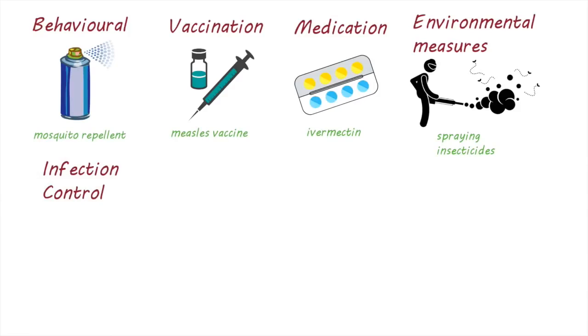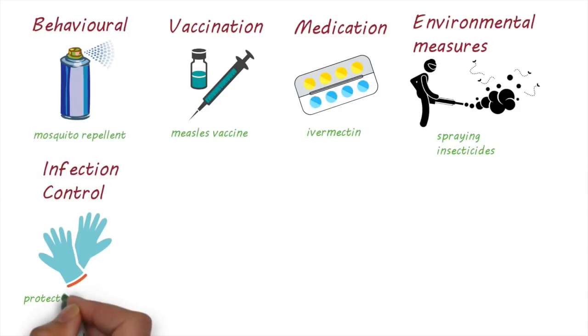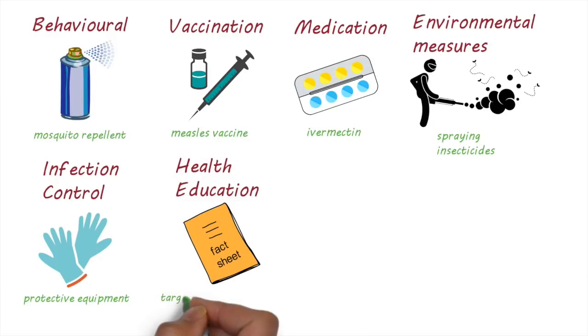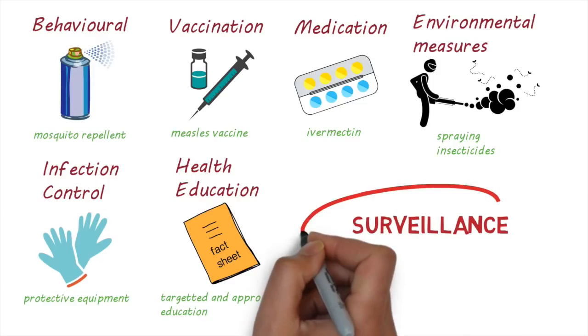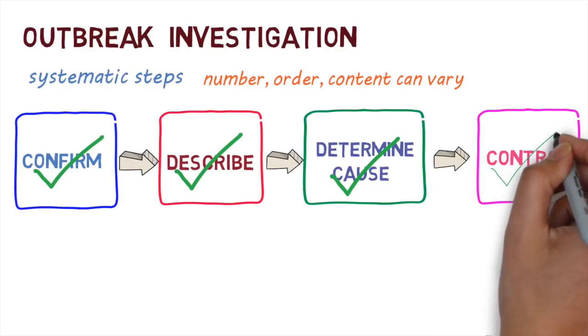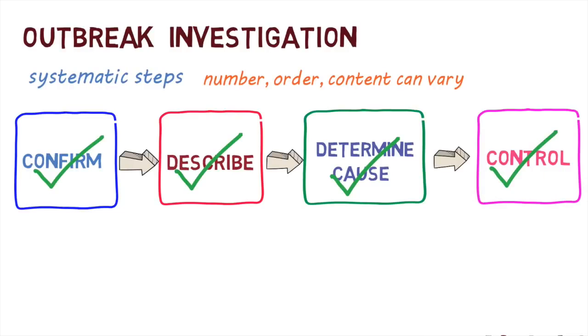Infection control measures like isolating infectious cases, wearing appropriate personal protective equipment, and disinfection of medical equipment restrict further spread of the infection. Providing targeted and appropriate health education will ensure that those who are sick will know what to do to stop spreading the disease, and those who are not sick will know what to do to prevent getting sick. After control measures are implemented, there should be active surveillance to monitor the outbreak to make sure that the control measures are working. That was a quick look at the different ways that an outbreak can be controlled.